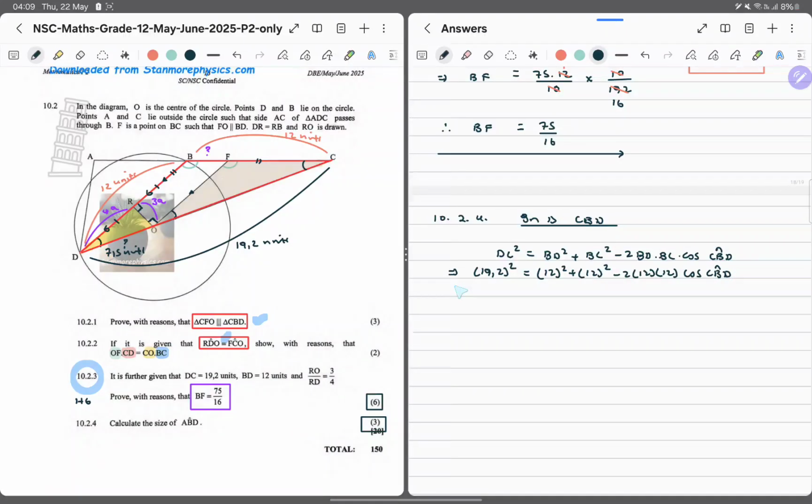Unfortunately, here I'm going to need the calculator, so I don't know how I'm going to handle the business. By the way, we want to isolate cos of CBD, which is going to be this 19.2 squared minus the sum of these two. This is 144, 144, so we can just say 2 times 144.